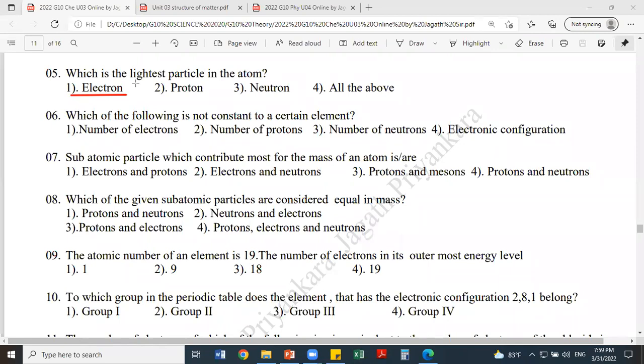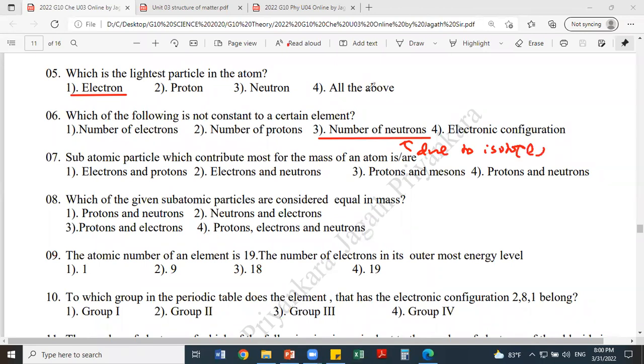Sixth MCQ, any volunteers? Not constant to a certain element. Abdullah? Suhana? Sir, number of neutrons. Very good. Because of isotopes. Answer is number of neutrons. Write the reason, due to isotopes. Same element, but neutron number is not constant due to isotopes. Very good.